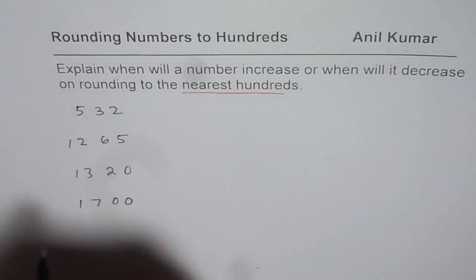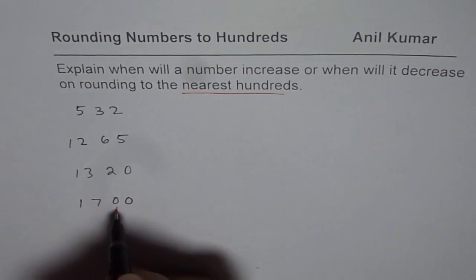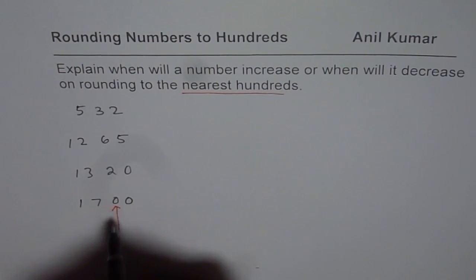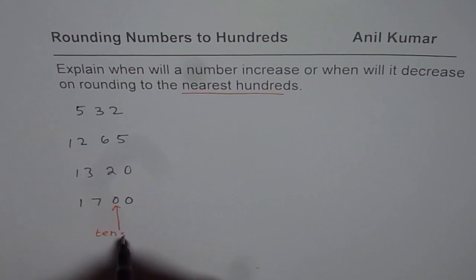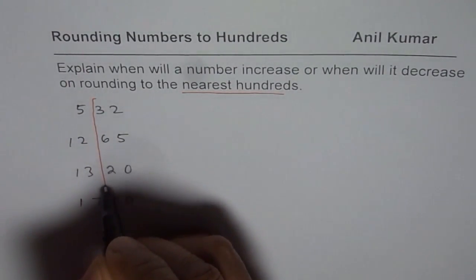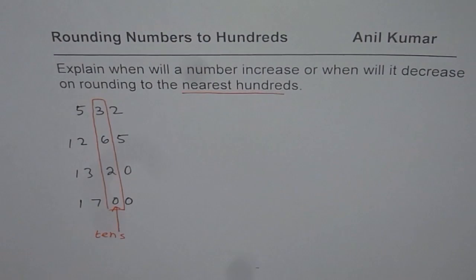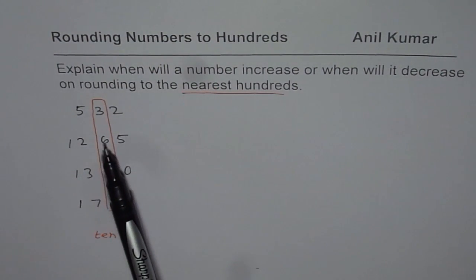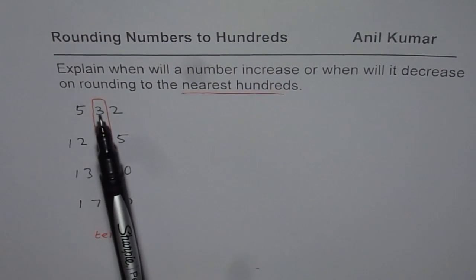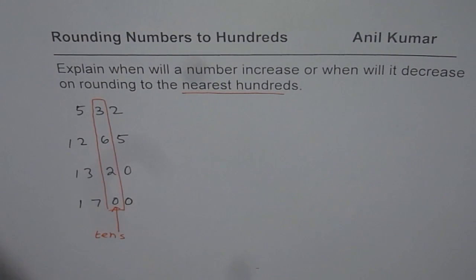When you round to nearest hundreds, you check which position. You're rounding to hundreds, right? So you need to check tens position. So these are the numbers which you need to check. If this number is 5 or more, you round higher. If this number is lower, you round lower, correct? So after rounding, what should you get?